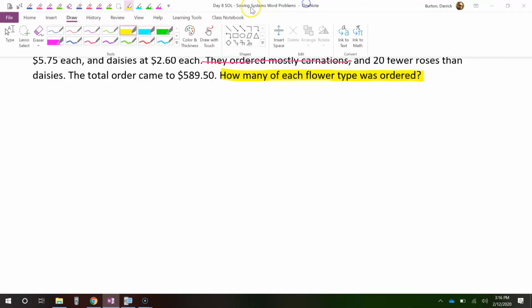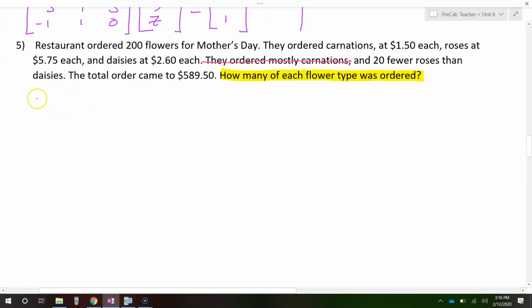All right, that tells us, wait, how many types of flowers are there? 3. Okay, so we're going to let x equal the number of, what do we got? Carnations. We will let y equal the number of roses, right? Okay. And z will be the number of daisies.